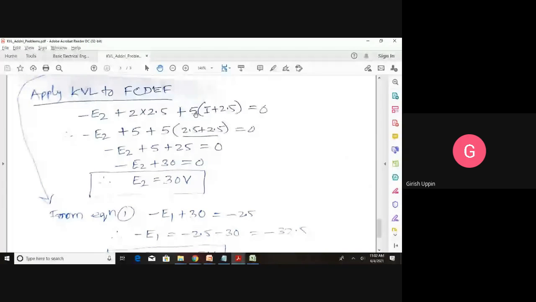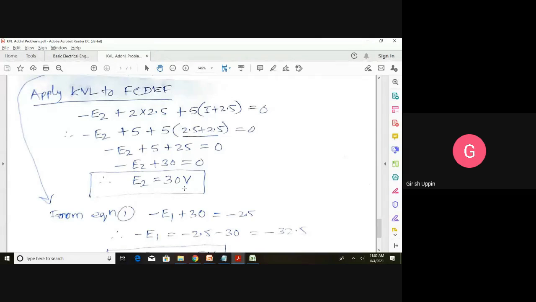So this is 5 into 5, 25. So we get it as minus E2 plus 5, and this is 25. Minus E2 plus 30 is equal to 0. If I take E2 on the other side, E2 is equal to 30 volts. So we got the answer for the EMF source E2.